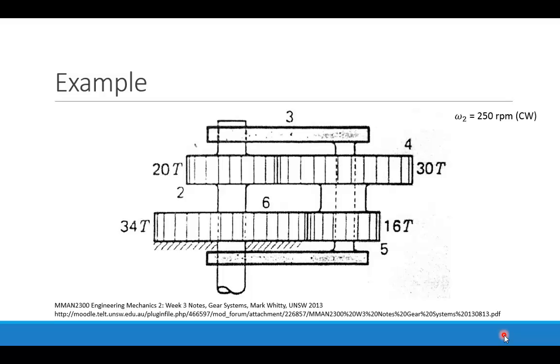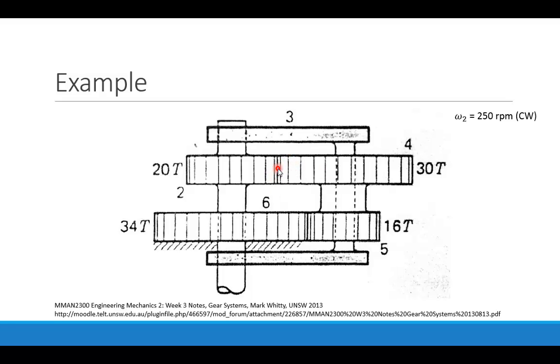We have 4 gears and a carrier labeled 3. The fixed shaft is our reference frame, and we have gear 2, which is free to rotate about this fixed shaft. Gear 2 has 20 teeth and an input angular velocity of 250 rpm in the clockwise direction. Gear 4 has 30 teeth and is connected with gear 2.